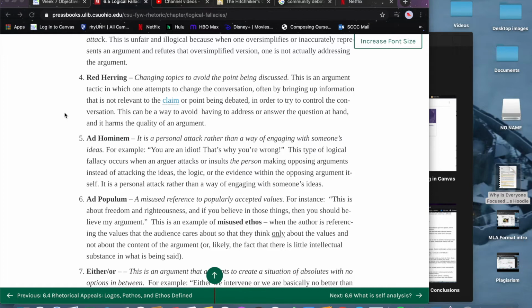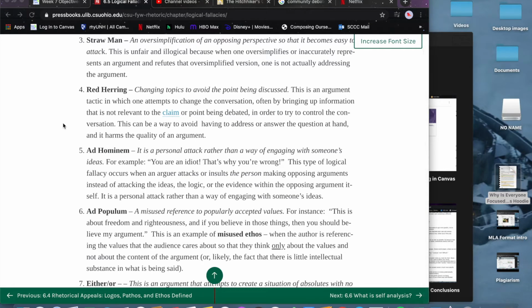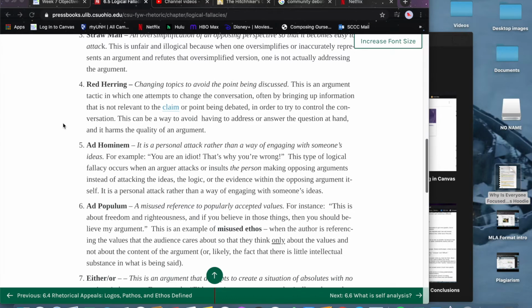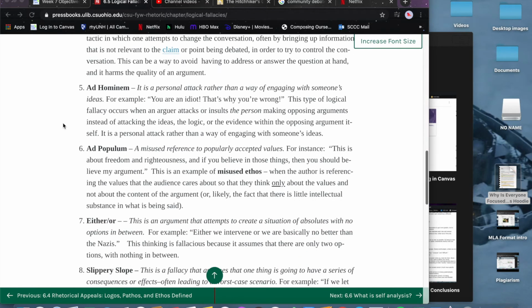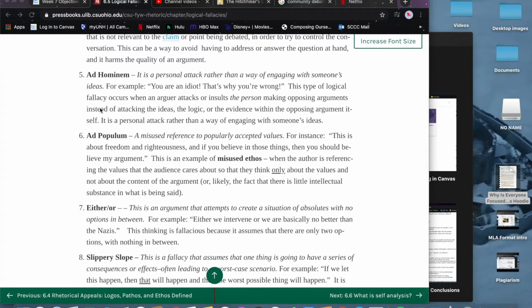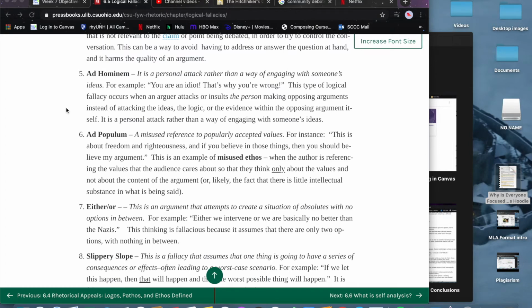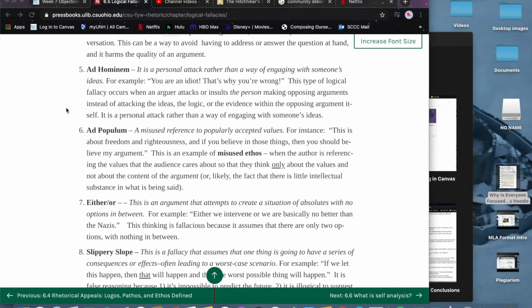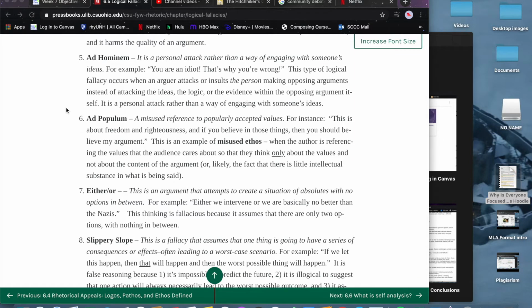So this is a tactic in which one attempts to change the conversation, bringing up information that is not relevant to the argument, but makes it seem as if it's supporting the argument. Ad hominem is a very popular one, particularly in political ads, and it's a personal attack rather than a way of engaging with someone's ideas. So it attacks the person, their attributes, rather than the ideas that they are talking about.